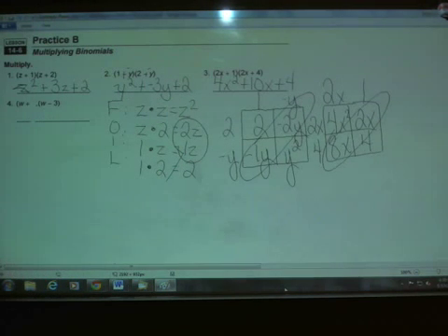All right, let's go ahead and take a look at question number 4. The last one I'm going to help you with on the top, then I'm going to scroll down to the bottom here. In number 4, we've got w plus 1 being multiplied by w minus 3.